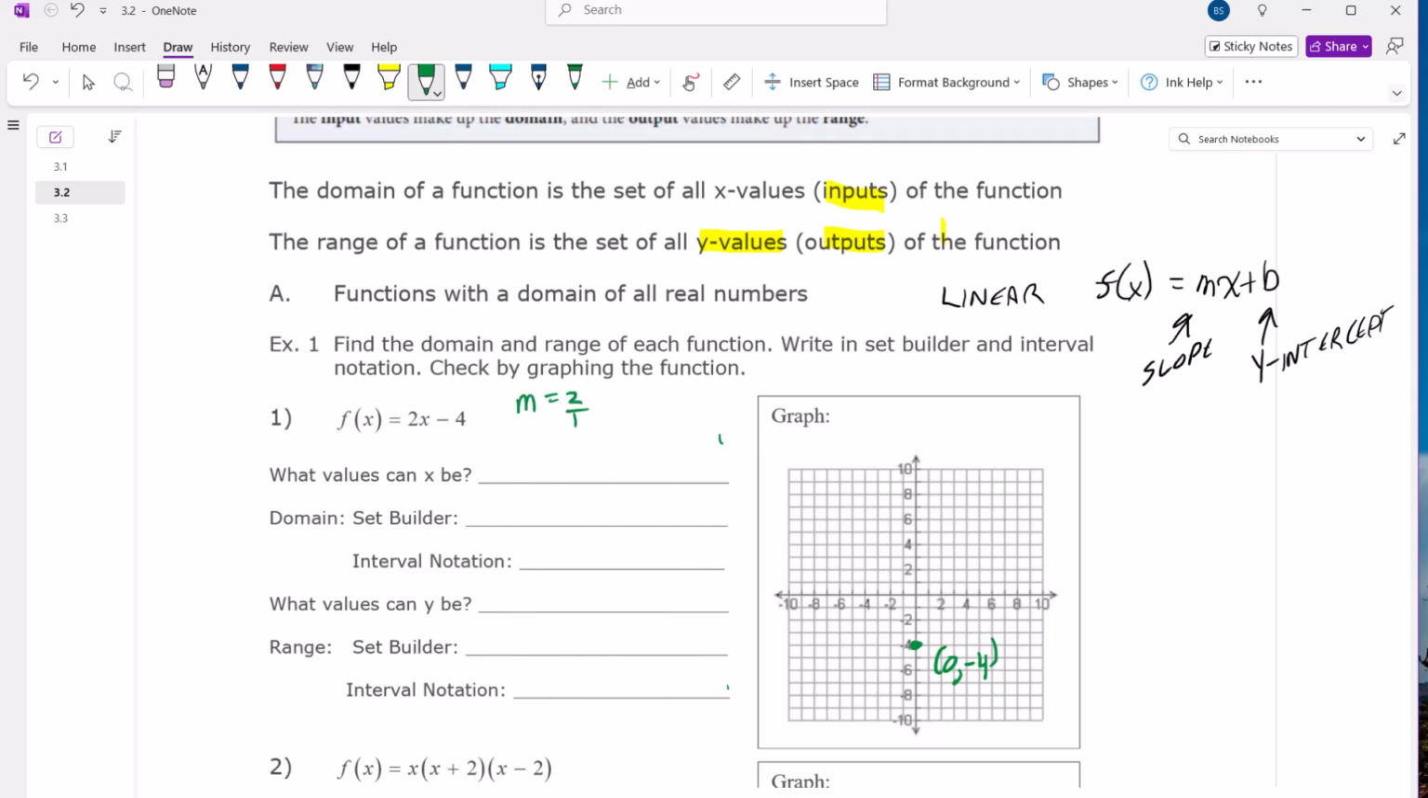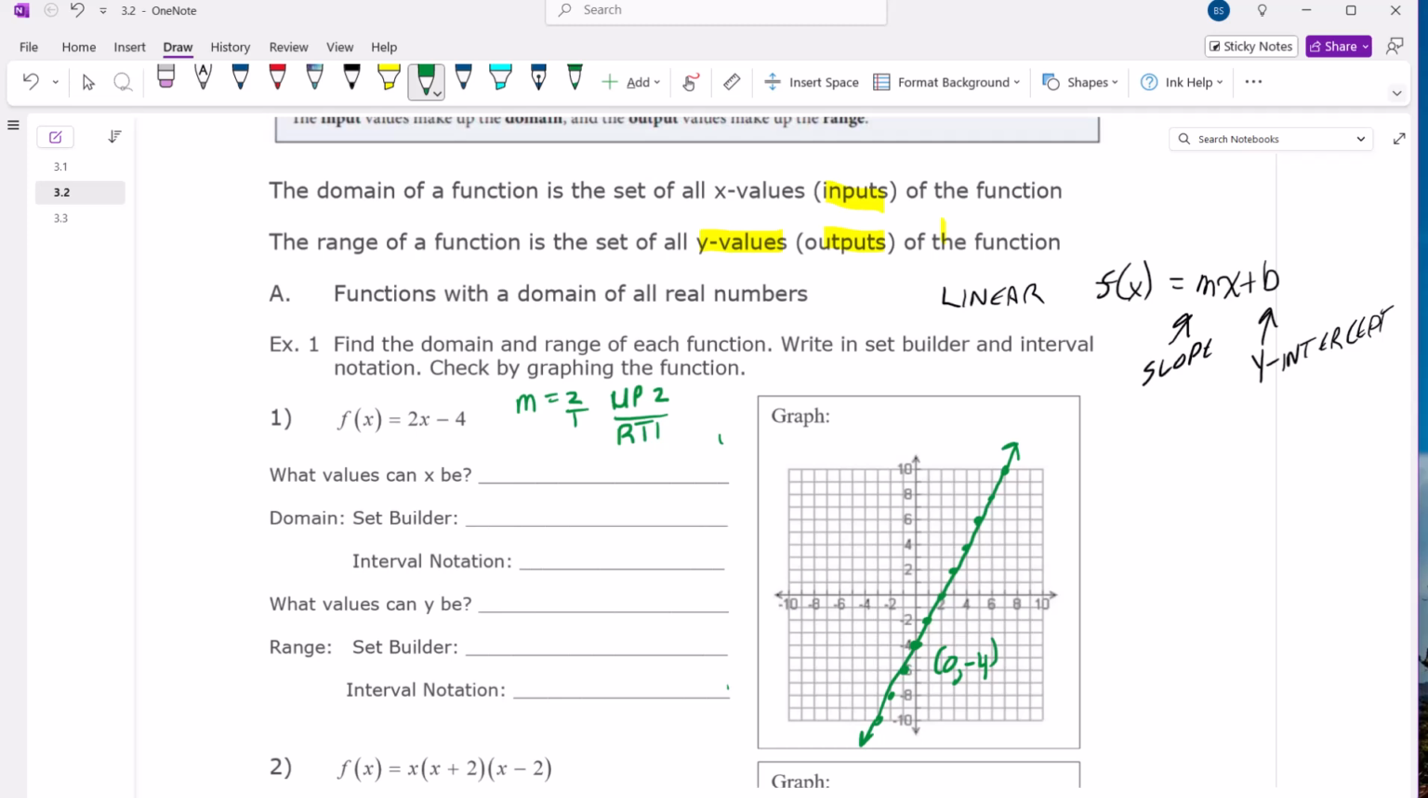A slope is a measurement of rise over run, so it tells you go up 2 and then to the right 1. From this point, I'll go up 2, right 1, up 2, right 1, and I like to keep doing that as far as I can. You can also do this backwards, down 2 and left 1, which is the same measurement essentially. So you end up getting this line.